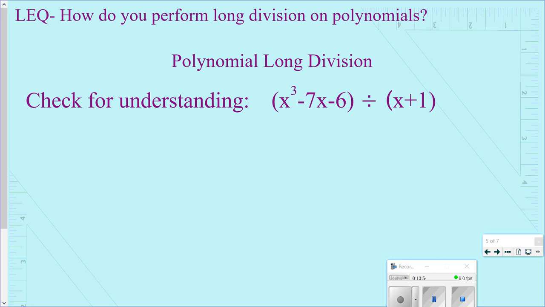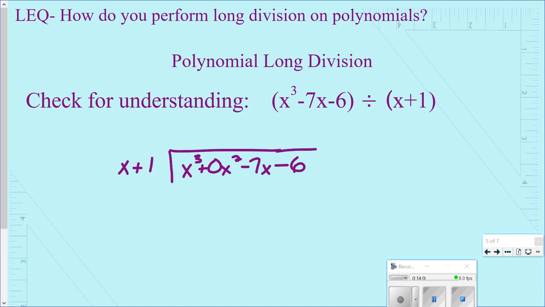Okay, so let's try this one. So we're going to again set up the dividend. We're going to remember that 0x squared term. And we're dividing by x plus 1. And I think in class I had students try this one and then we went over it. So you might want to pause the video and then play to check your answers. So x goes into x cubed x squared times. X squared times x is x cubed. X squared times 1 is 1x squared.